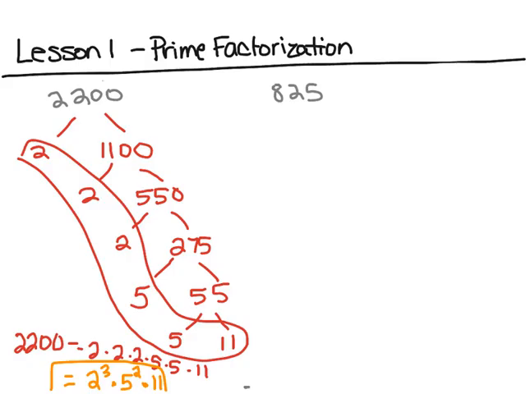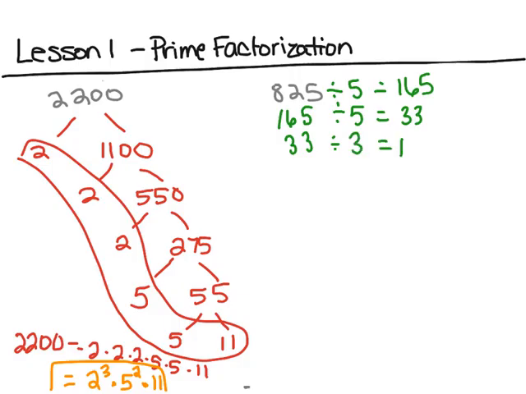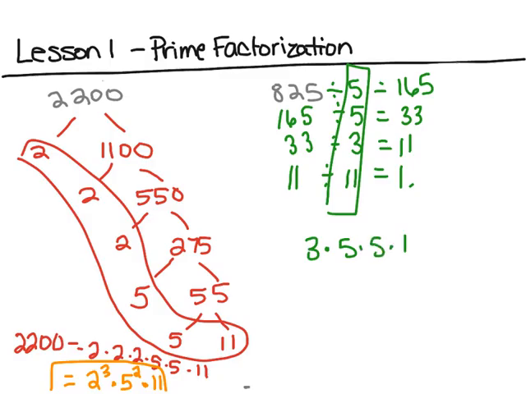825. Let's do this by division of primes. We're going to divide by 5 and you get 165. 165 divided by 5 is 33. 33 divided by 3 is 11. And 11 divided by 11 is 1. We're done. And we're left with 3 times 5 times 5 times 11.